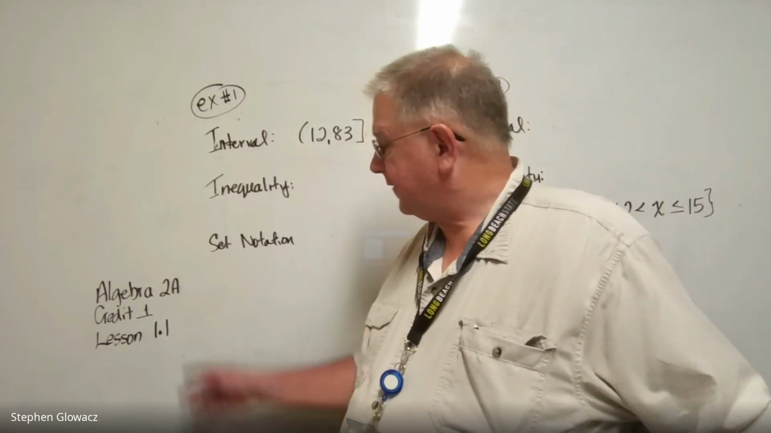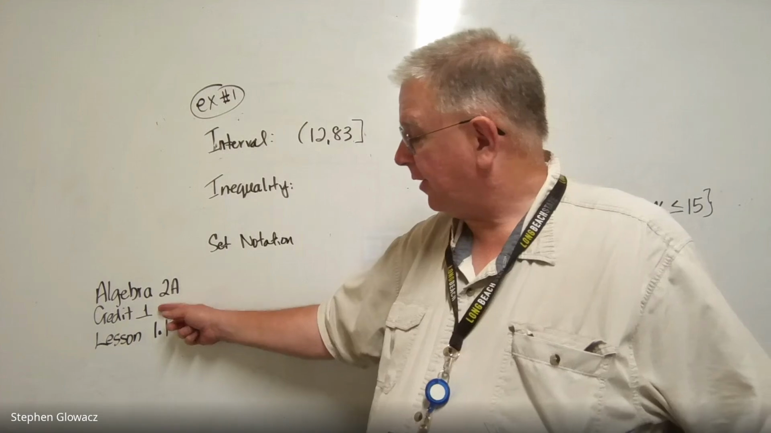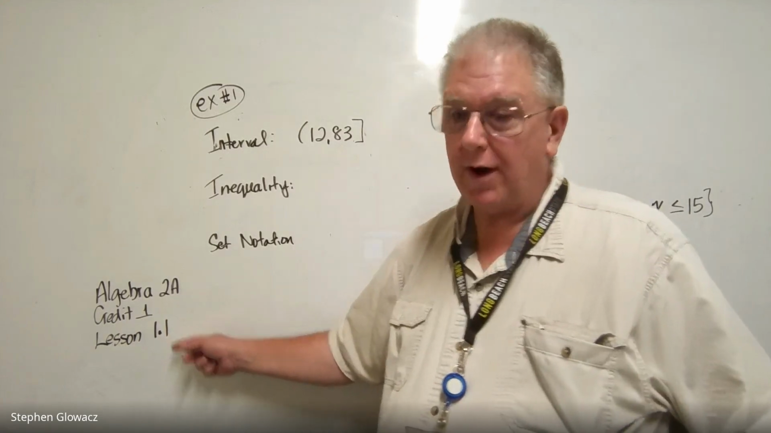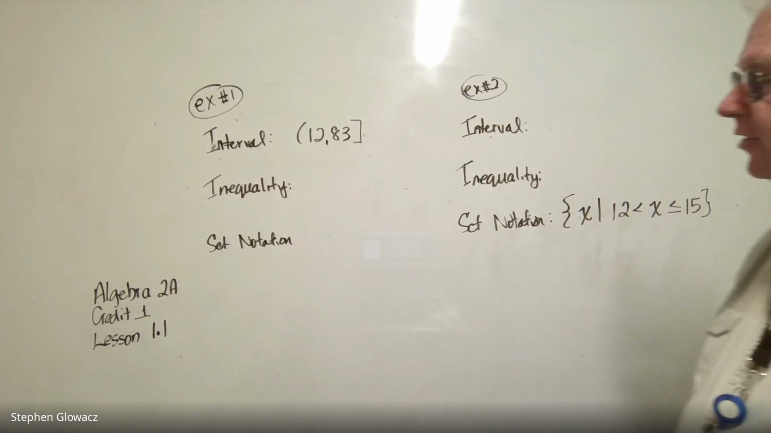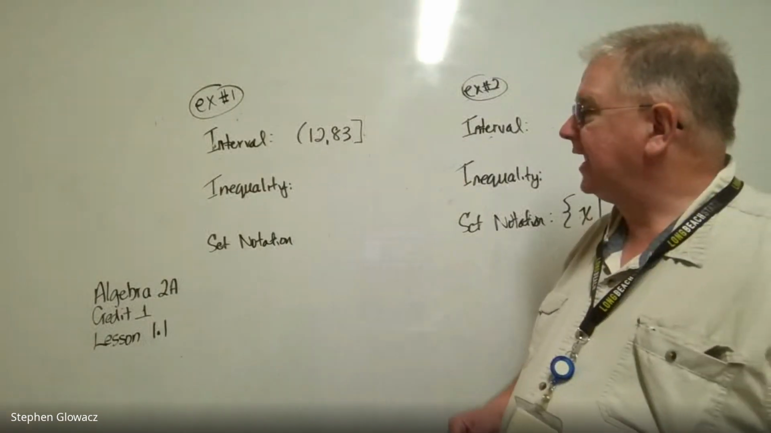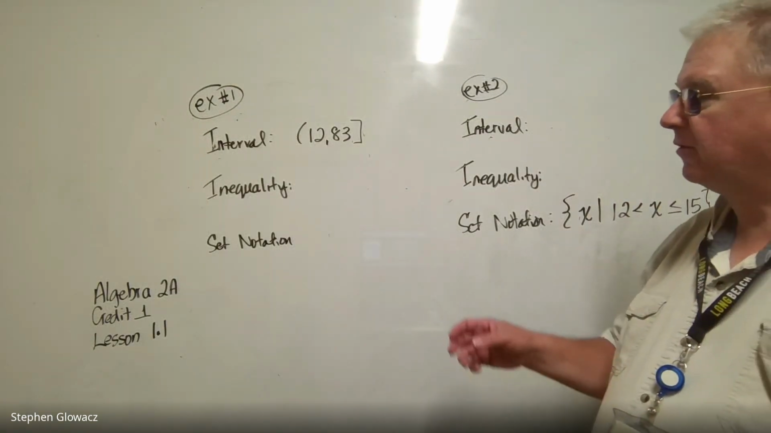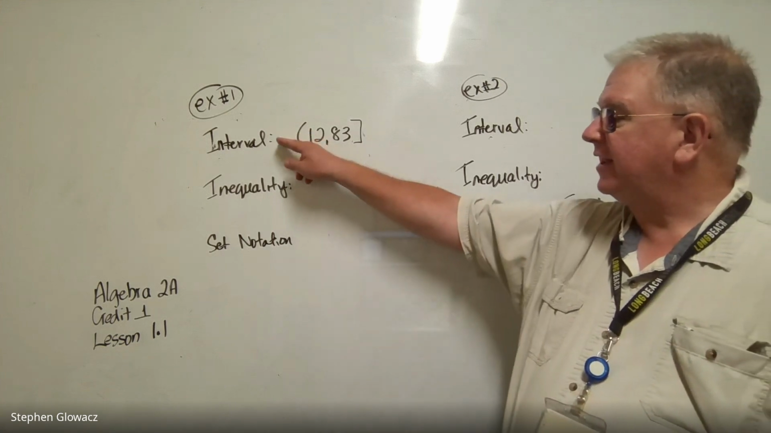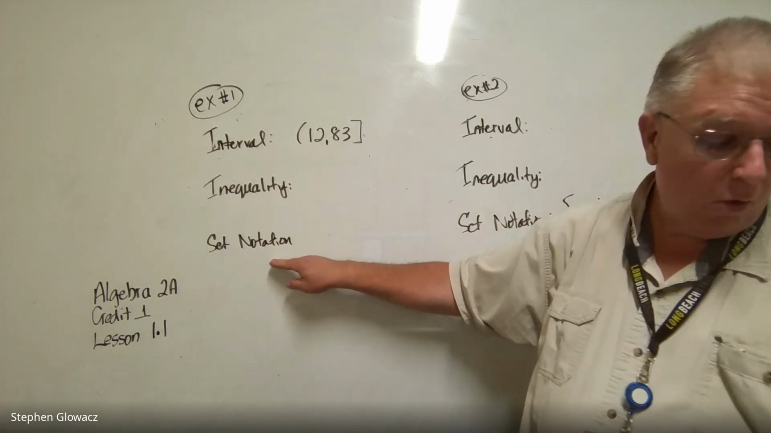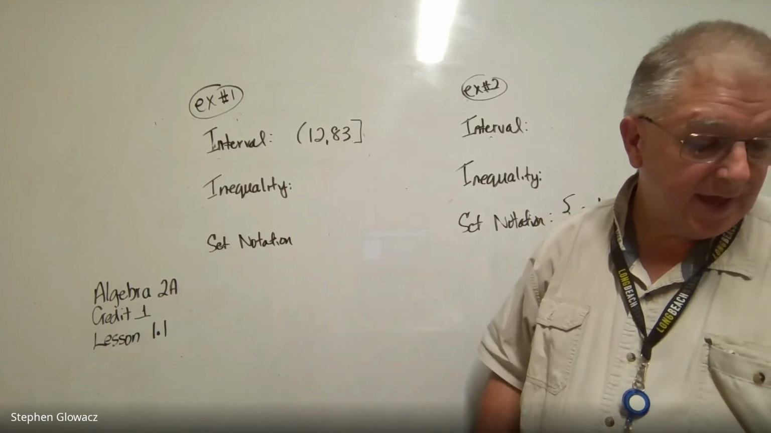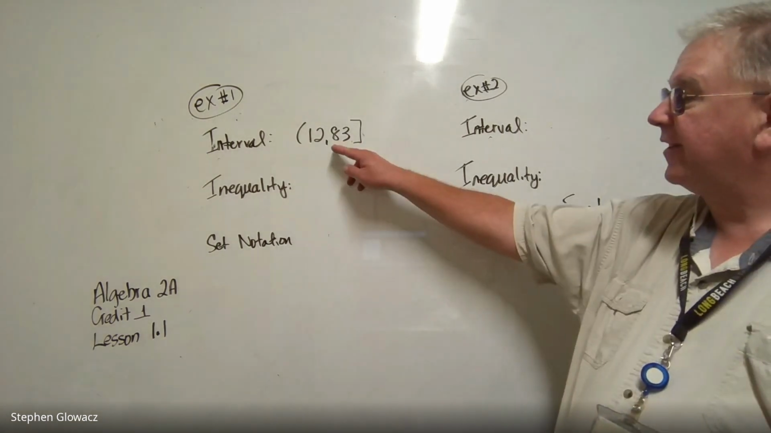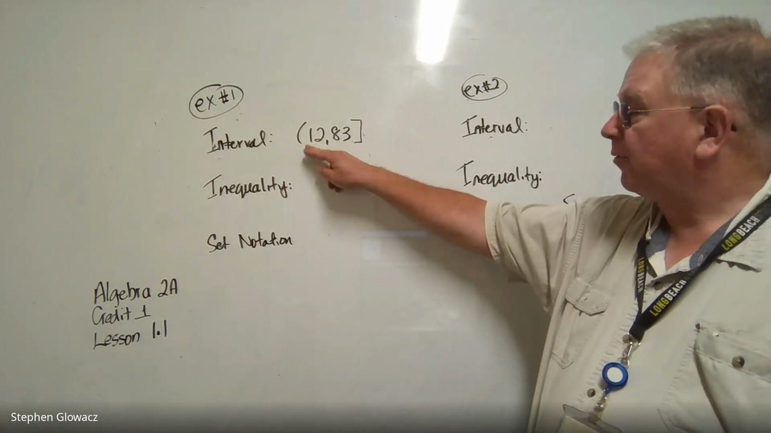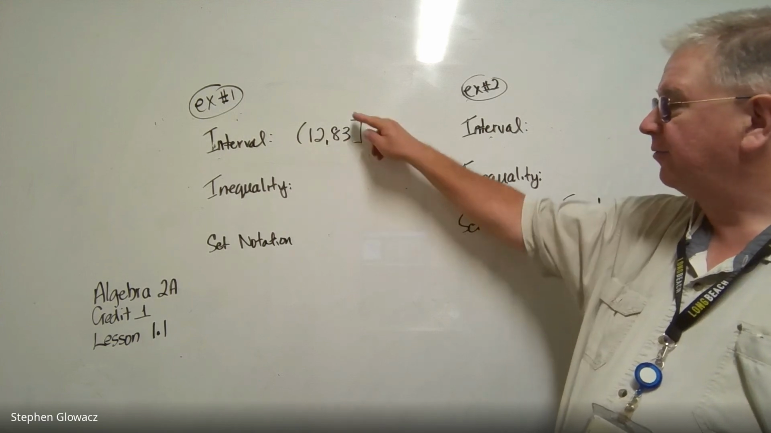Okay, these are the examples for Algebra 2A, Credit 1, Lesson 1.1. All right, for problem number 1 and 2, what we're going to be learning about is writing a series of numbers either as an interval, an inequality, or a set notation. And so for number 1, we have the interval parentheses 12 comma 83 and then a bracket.